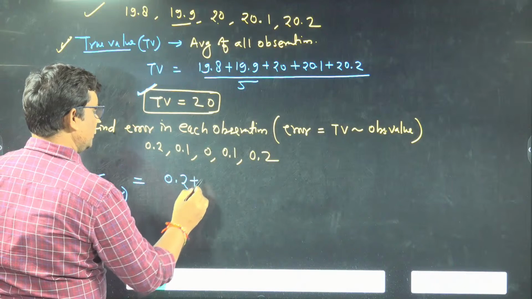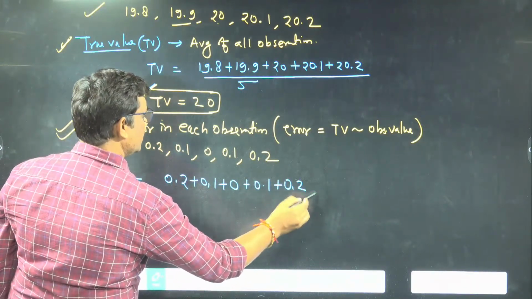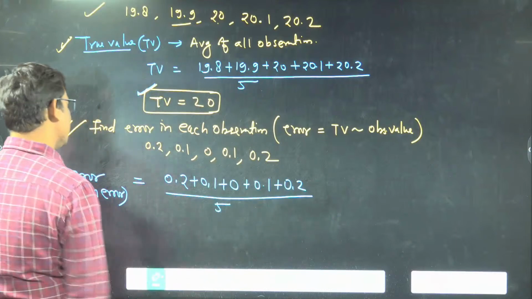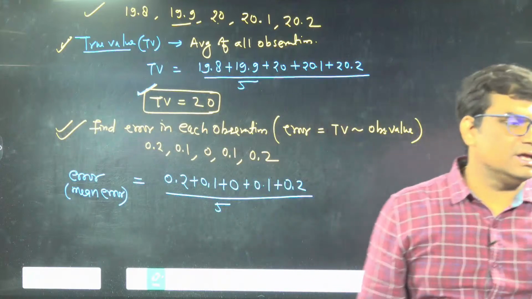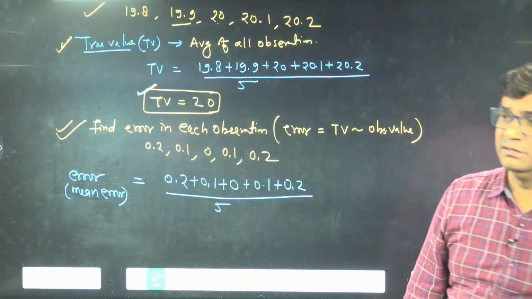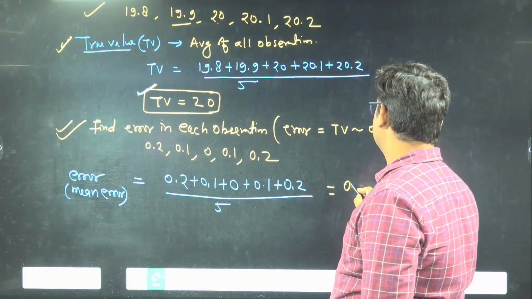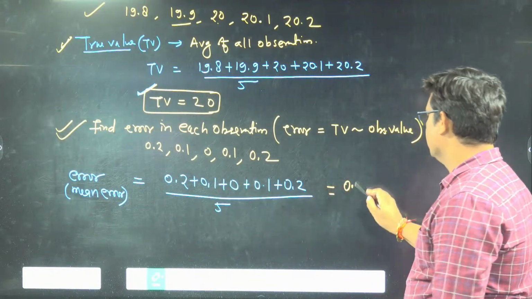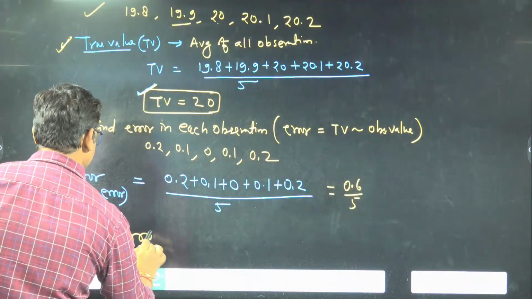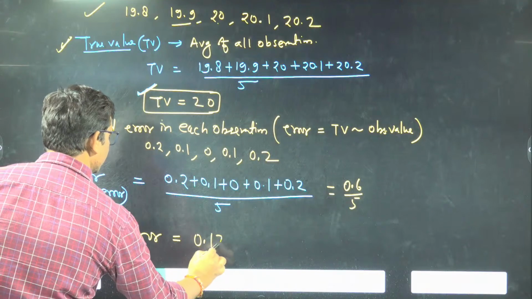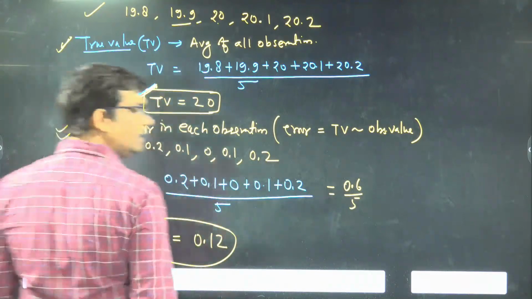Average of all: 0.2 plus 0.1 plus 0 plus 0.1 plus 0.2 divided by 5. What is coming? Mean error or error? Simply I will say error. What will be the answer here? You can say, sir, 0.6 divided by 5. So now we can say error comes how much? Error will be 0.12. This is the error, or we can say mean error, and this is the true value.